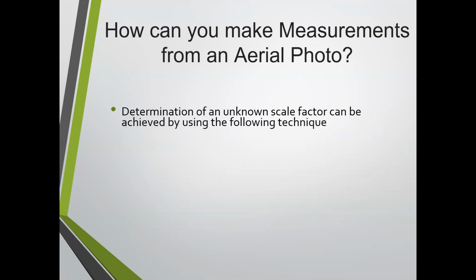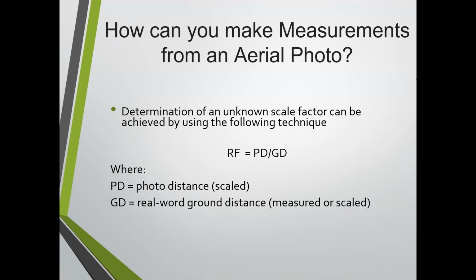To determine that unknown scale factor, it's just a real simple technique. Your representative fraction is equal to your photo distance divided by your ground distance. Your photo distance is the distance that's scaled on the photo, and remember, that has to be an orthorectified photo for this to work. Your ground distance would either be a real-world distance that you've measured out in the field between two features you can see prominently on the photograph, or you scaled them on a USGS map where you can also find the same two intersections. And then the RF is your representative fraction, which we also refer to as a natural scale.